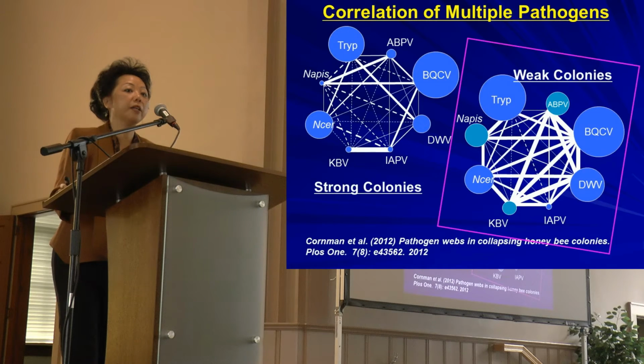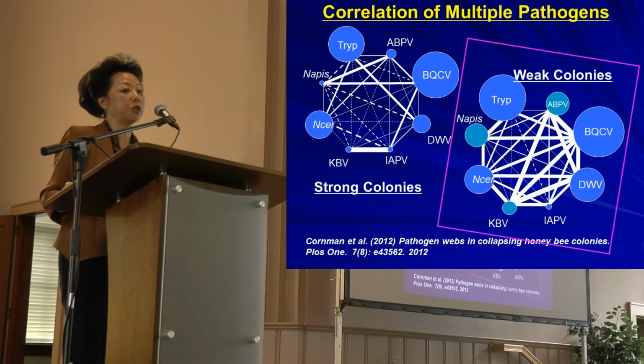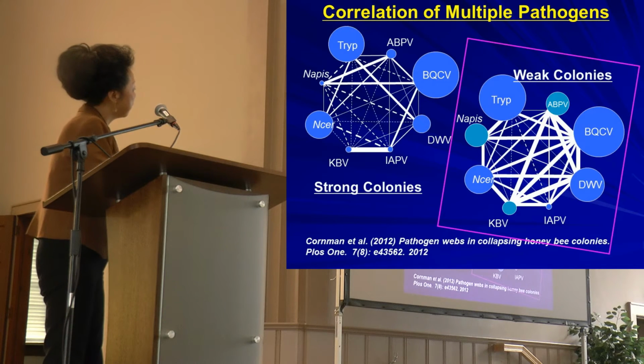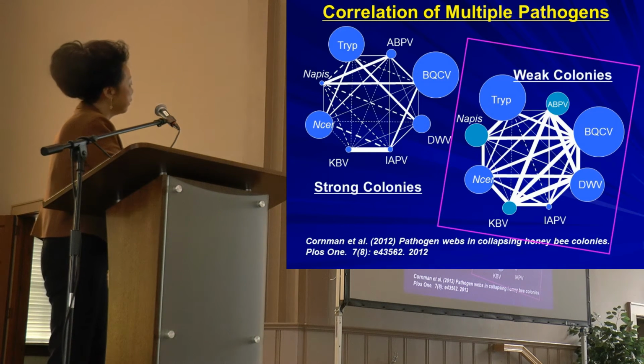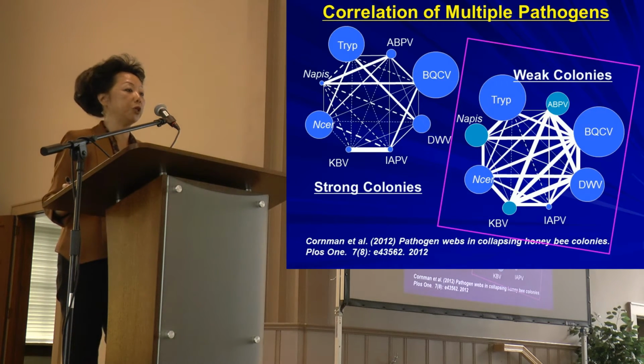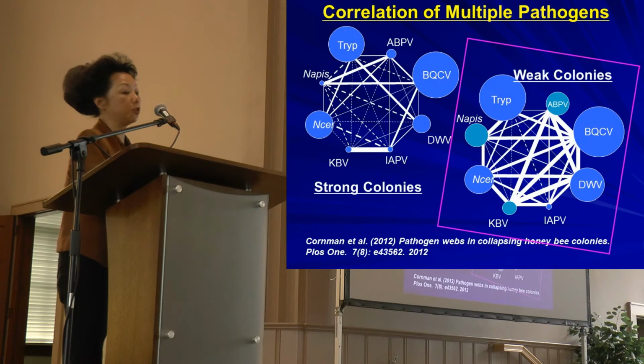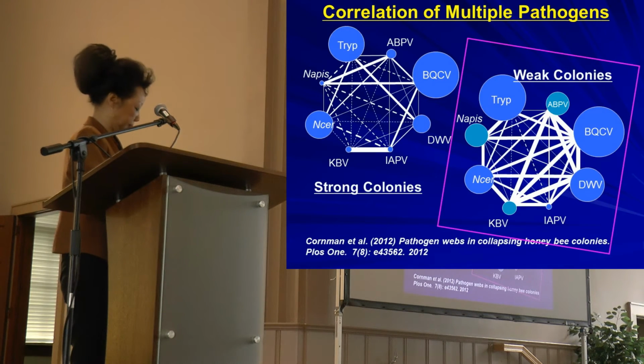Along with the high titer of viruses and other pathogens, CCD-affected colonies showed a strong correlation between different pathogens. The thickness of the line indicates the level of positive correlation between different pathogens, as you can see from the slide. Weak colonies had a significantly stronger positive correlation between different pathogens compared to strong colonies.